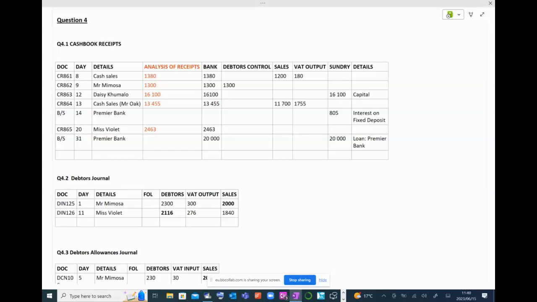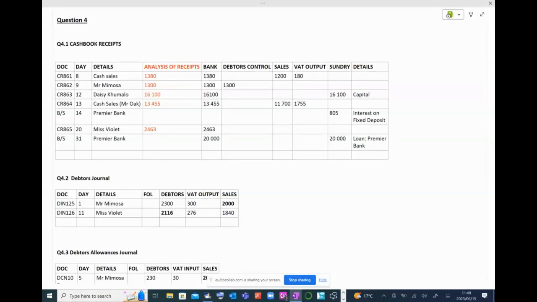We're dealing with a perpetual inventory system. Yes, yes we are. No, we're not. It's periodic. Can you see, because it's periodic, there's no cost of sales, although we're doing the cash receipts. There's no cost of sales, even in the debtors journal, and also in the debtors allowance, no cost of sales.